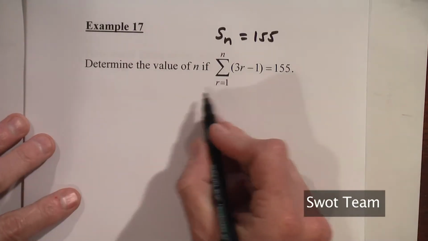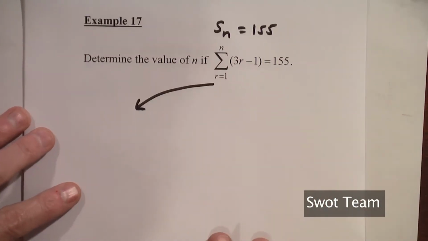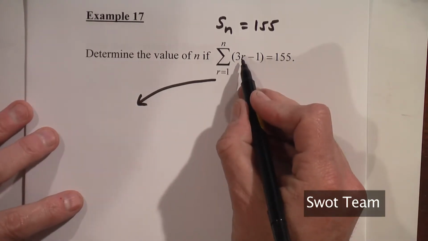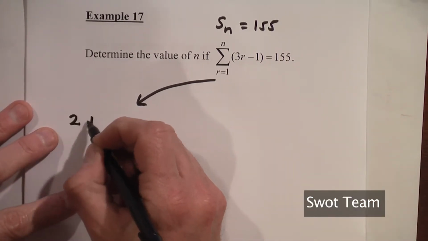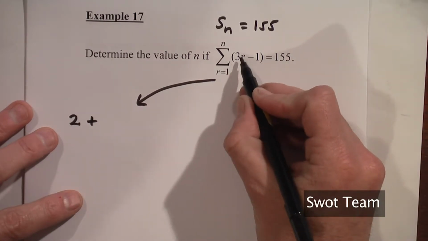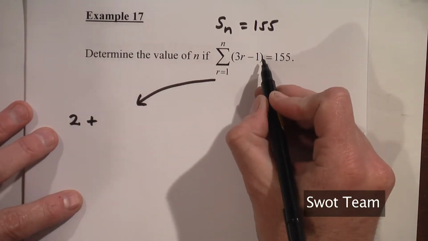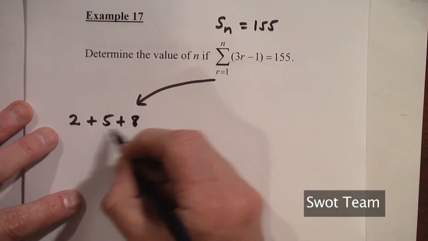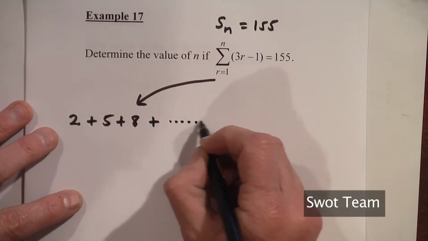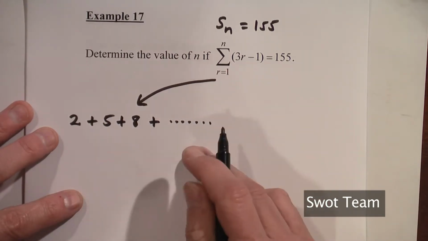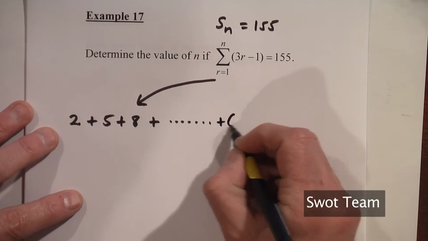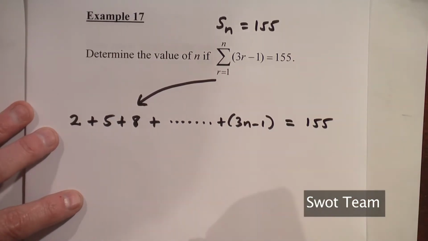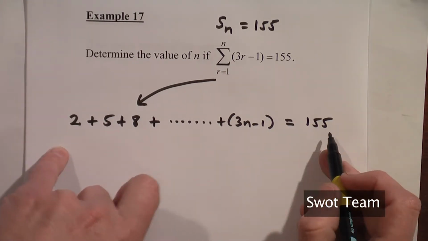Check this out. Firstly, let's expand that. What do we know if we expand that? 3 times 1 minus 1 is 2, plus, r is 2, 3 times 2 is 6 minus 1 gives me 5. The third term, 9 minus 1 is 8. Looks like it's arithmetic. It goes all the way to n terms. Now, if we sub in n, we're going to have to get 155, the sum of 155.